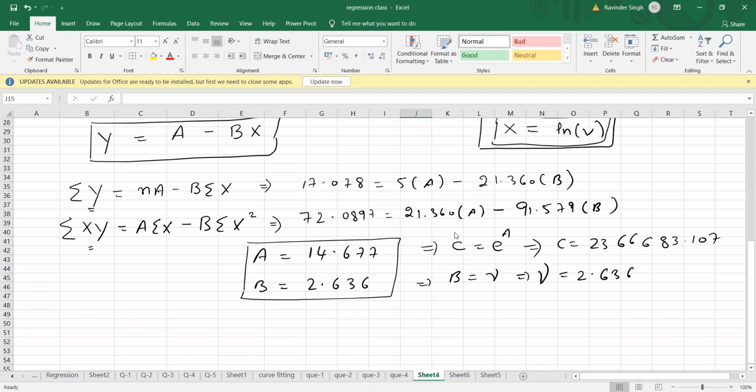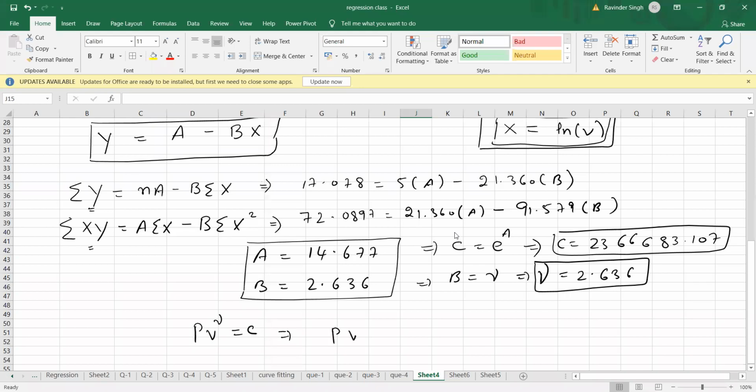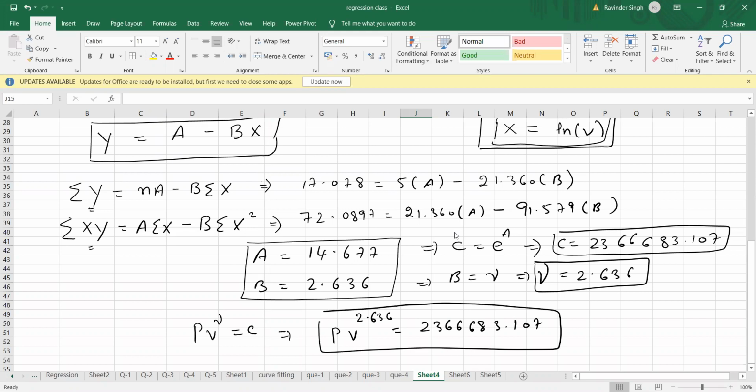And from here your gamma value is 2.636. So we had the equation of PV power gamma is equal to C. They have told us to find the value of C and gamma. We have calculated the value of C and gamma. So this implies your PV power 2.636 is equal to 23.66683.107. That is the answer.